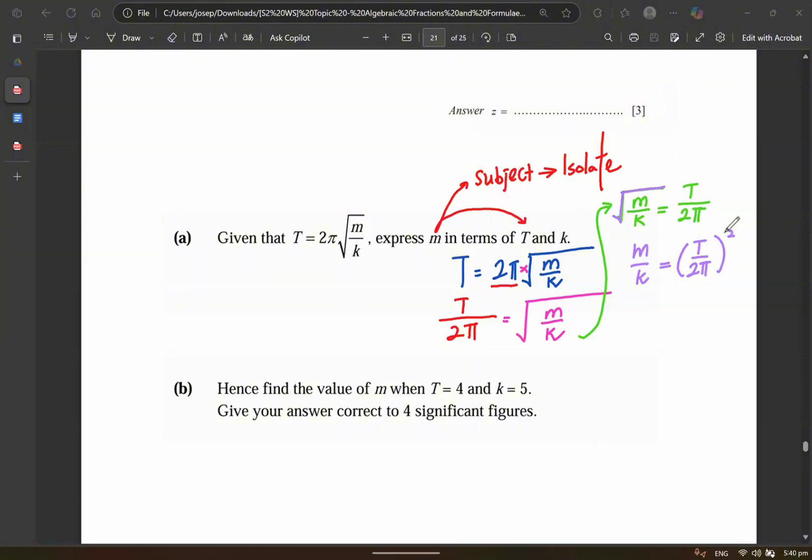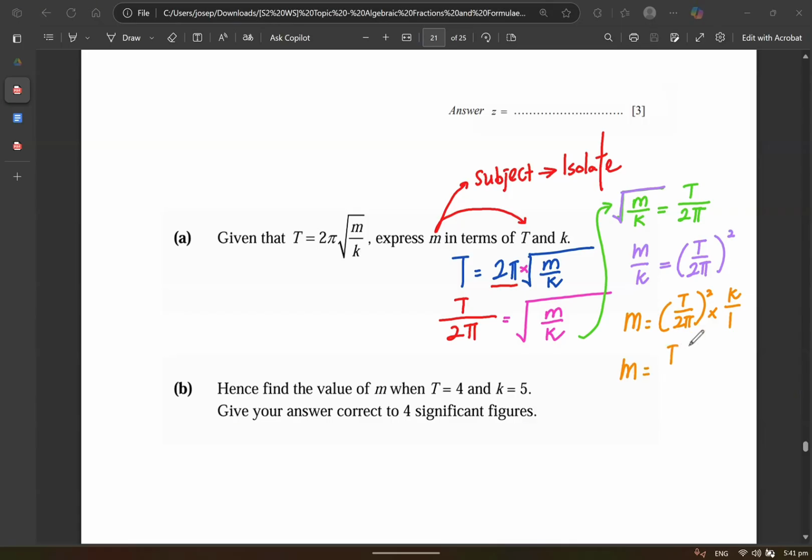Now, when you do that, you're still stuck with that k. So your job is remembering to remove things one by one, piece by piece. Try not to remove everything all at once. You understand? You remove piece by piece. So in this situation, to remove the k, you have t over 2 pi to the power of 2, times k over 1. You get what I'm trying to say?